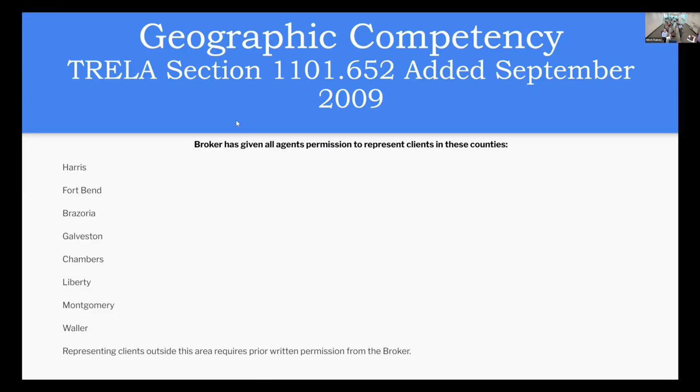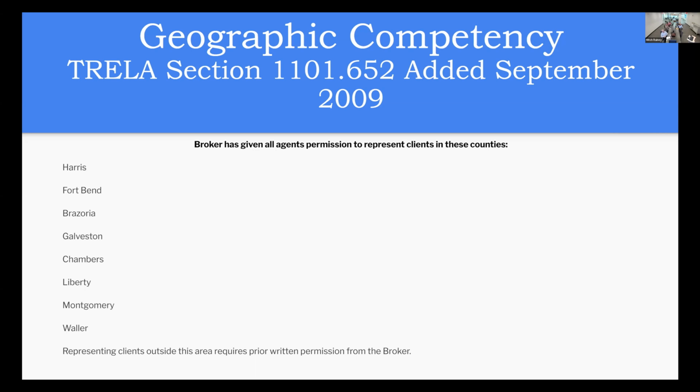All right, geographical competency. TREC says that we are licensed to sell property in the state of Texas. TREC also says that the broker has to establish geographical competency. Our broker has decided that you should be competent in Harris County and the counties that touch Harris County. So Fort Bend, Brazoria, Galveston, Chambers, Montgomery, Liberty, and Waller. We're leaving it up to you to decide: are you geographically competent in these areas?